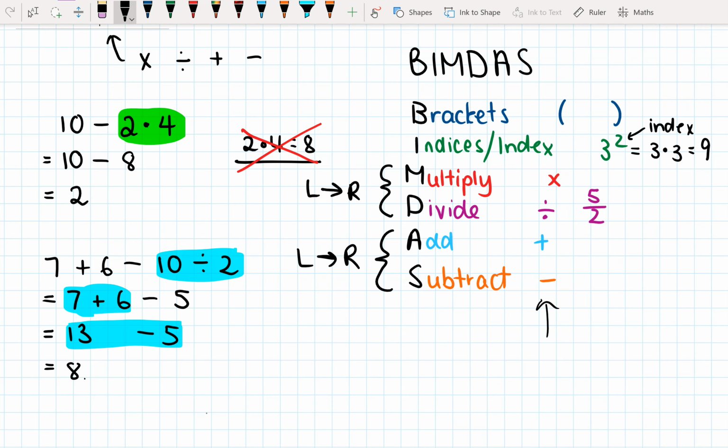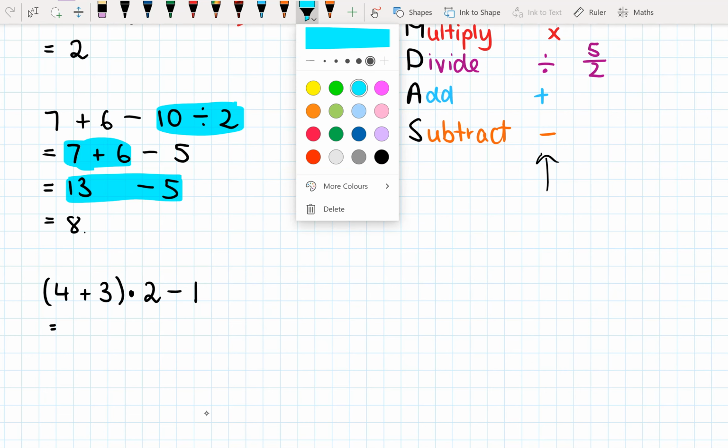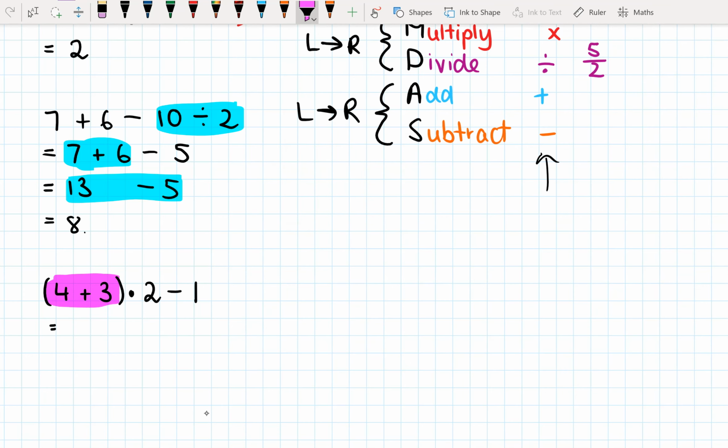Okay, maybe it's a good idea if we try one with brackets just to finish off. So let's have a look at another one. 4 plus 3 in brackets times 2 minus 1. Okay, so if we go through BIMDAS for this one, you can see that B for brackets, that one comes first. And in this example, we have brackets. We have something in between brackets. And when we see brackets, that means we do what's in between. So in this example, in between the brackets is 4 plus 3.